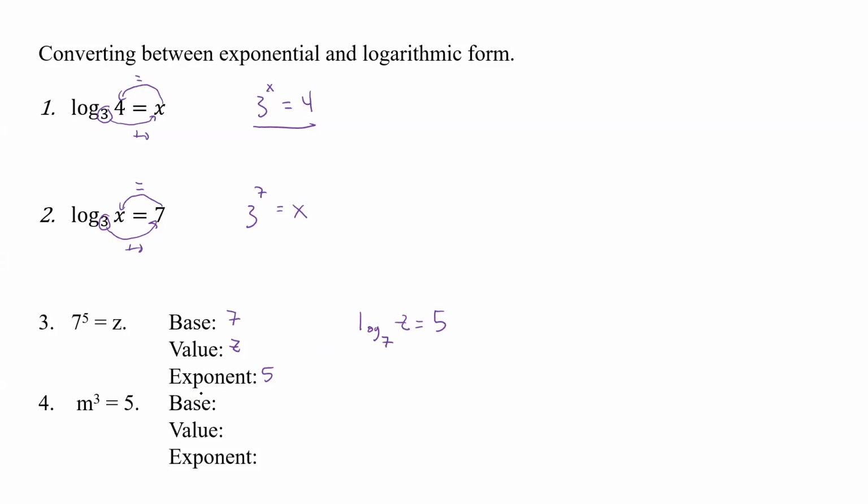So what about this one? Well, our base here is going to be m. Our value is going to be 5. And our exponent is 3. So when we write this again, that's log base m of 5, that's equal to 3. So m to the 3rd equals 5. And that's what we have here.